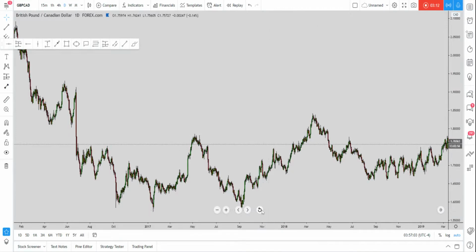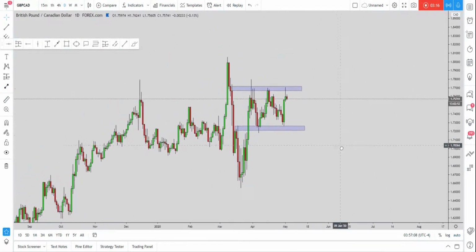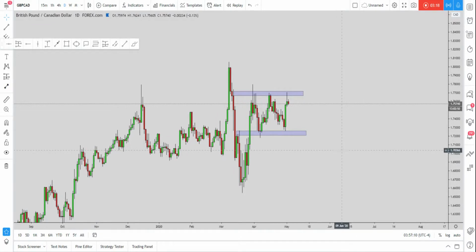Now, from the monthly, as we have seen, we have the market that has created a clear inverted head and shoulders formation from a monthly perspective. Therefore, we could see the market go higher. From a weekly perspective, nothing really interesting to see. From a daily perspective, we know that the market is bounded in between this resistance and this support.